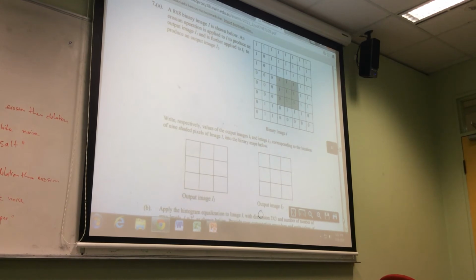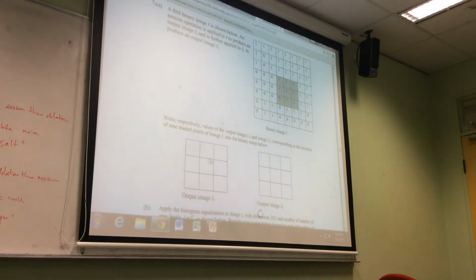Okay, where is the question? Erosion operation. An erosion operation is applied to I, 2013, to produce an output. So you only need to calculate the 9 pixels here, and write the output of these 9 pixels into here. And then further apply erosion to I1 to produce an output I2. So you need to apply erosion on this one again to give you this one.